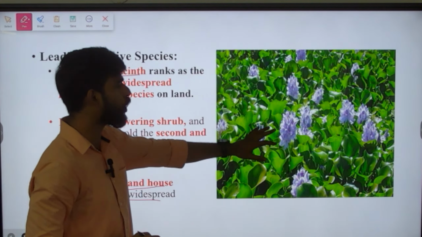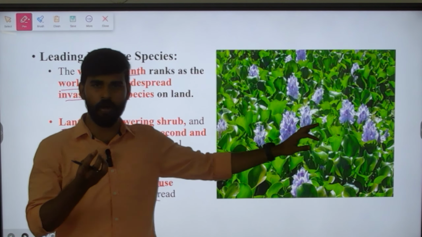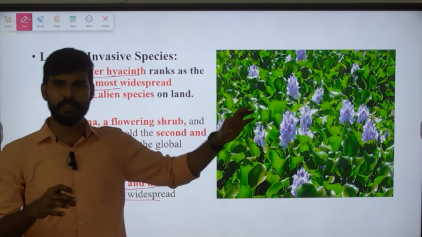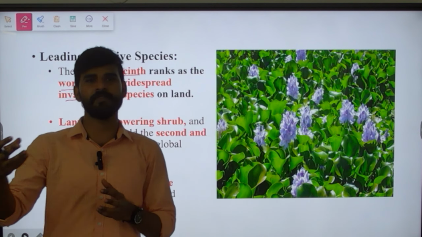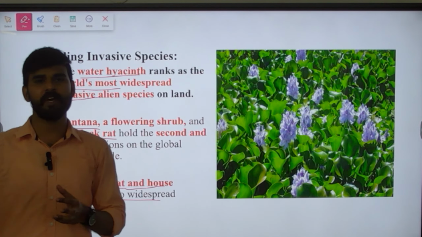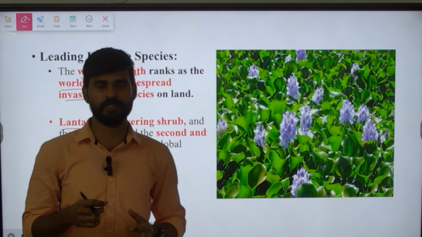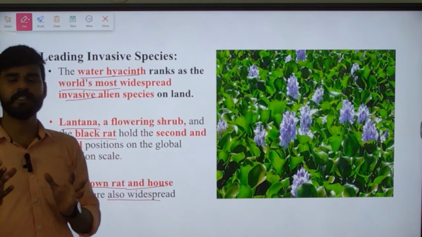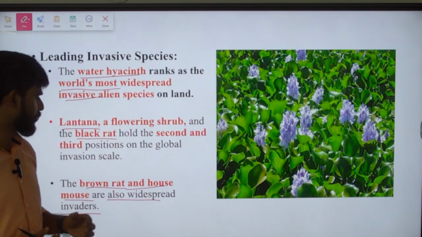They generally grow in ponds, so they tend to consume all the nutrients available in that pond ecosystem. Thus, it will deplete nutrients available for other native species. So this is how it is causing a disruption in that ecosystem.